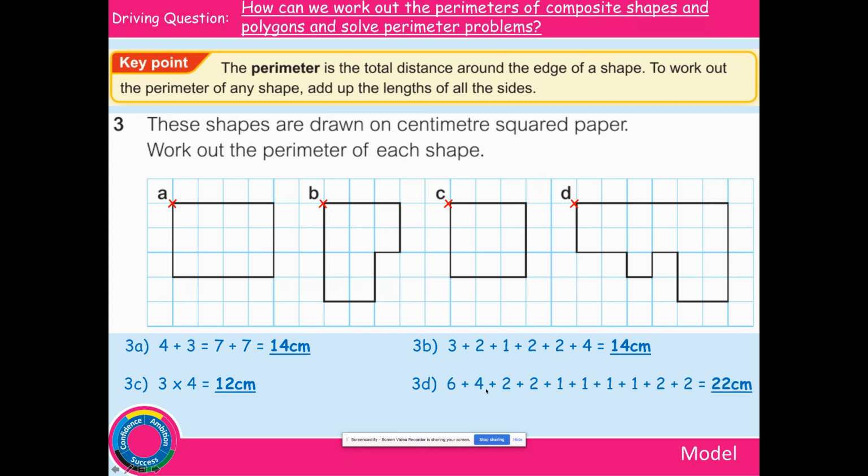Okay, 6 add 4 is 10, 11, 12, 13, 14, 15, 16, 17, 18, 19, 20, 21, 22. Literally count all the steps around. The outside of the shape is your perimeter. Think of perimeter beginning with P, and the path that you're walking begins with P. Path begins with P.